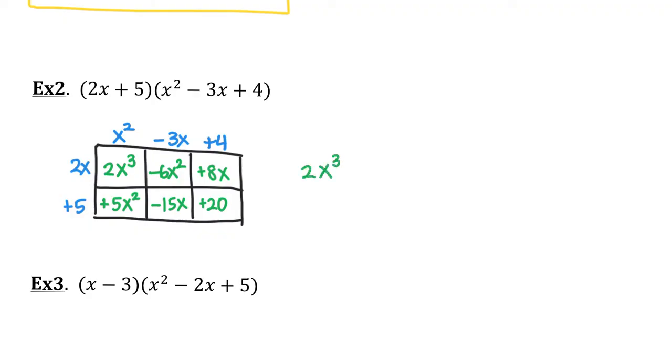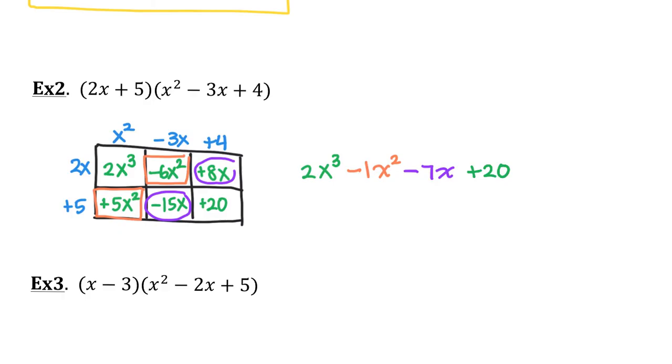I'm going to go ahead and check the x to the seconds. Let's see, I have negative 6x to the second, and I have plus 5x to the second. So negative 6 plus 5 means I now have negative 1x to the second. I'm going to go to the x's. Let's see, I have 8x minus 15x, so I have minus 7x. And then I still have this plus 20, which I haven't written yet, so I'm going to go ahead and put that at the end. Okay, and then this is my final answer.